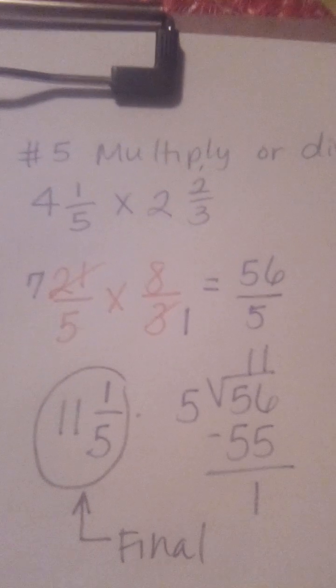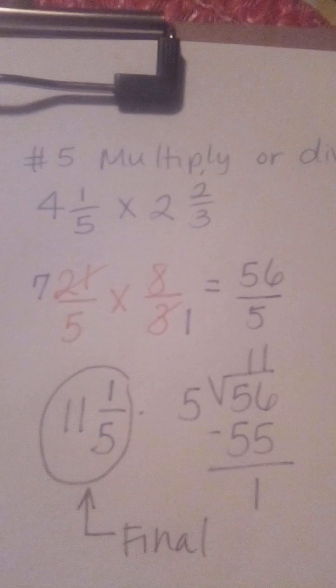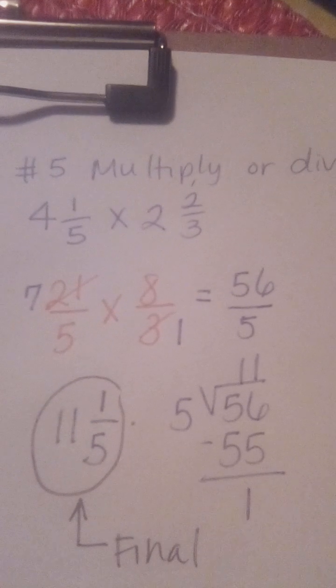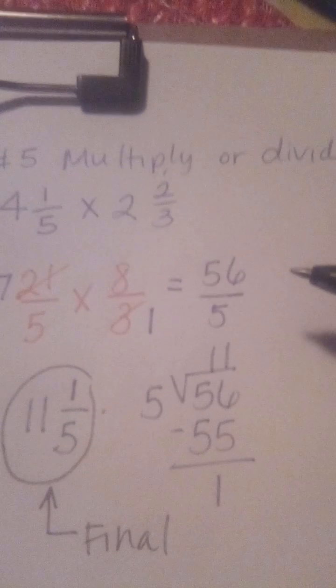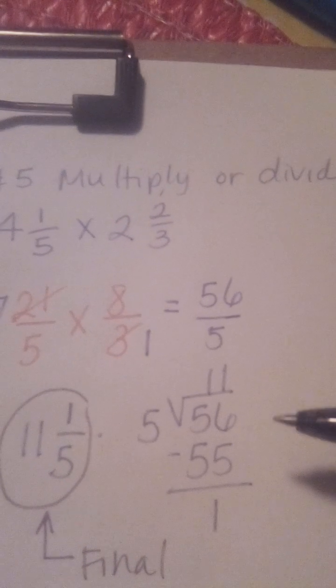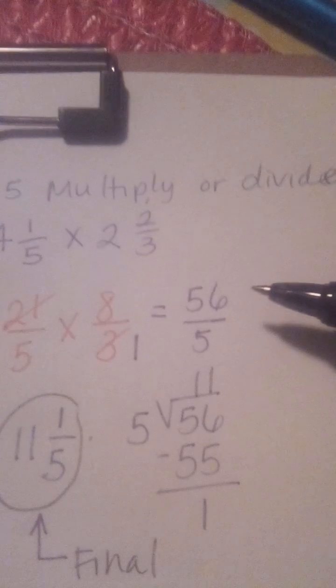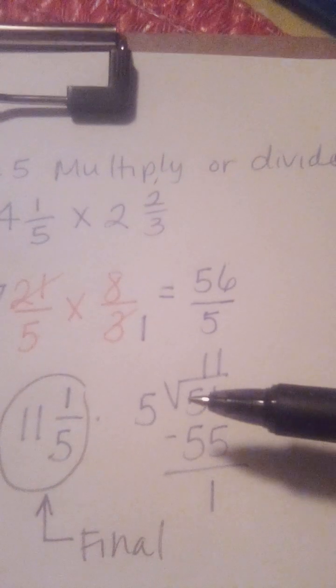And then after that, can any more numbers be reduced? No. Then we multiply the numerators. 7 times 8 equals 56. 5 times 1 gives us 5. That's an improper fraction, and then you convert it into a mixed number. 56 goes inside the box. Outside the box is the denominator.